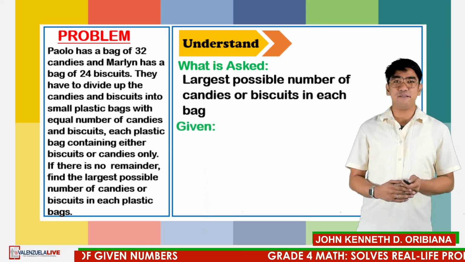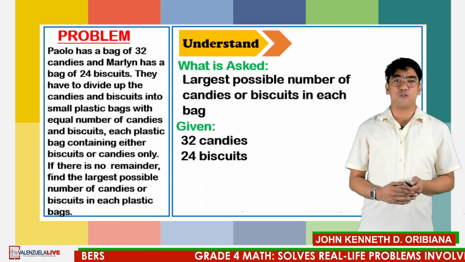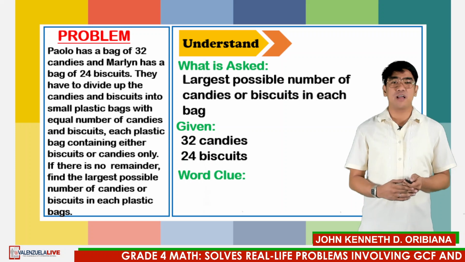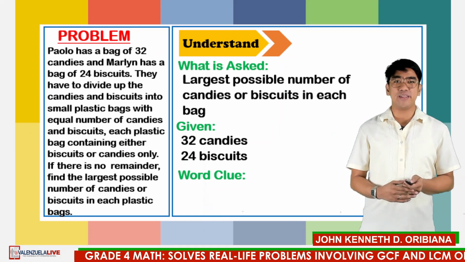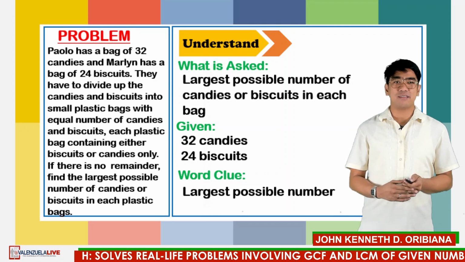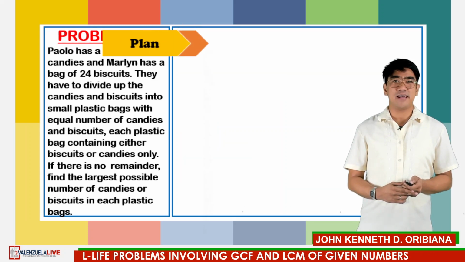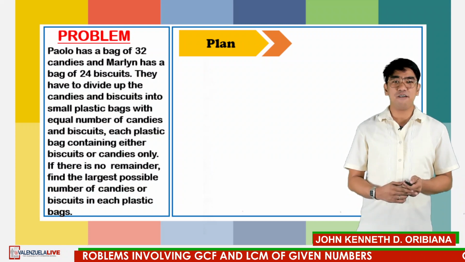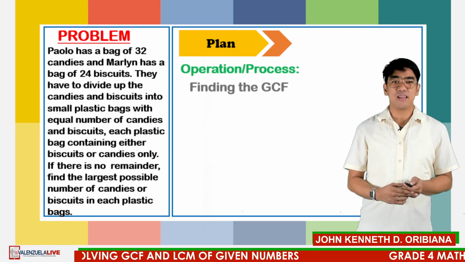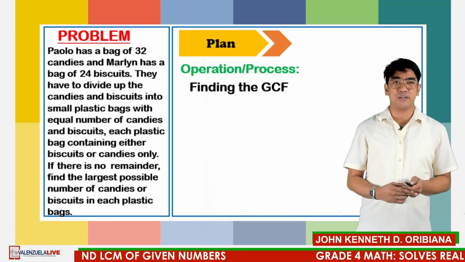Next, what are the given? The given are 32 candies and 24 biscuits. And the third one is the word clue. What do you think is the word clue in our problem? Okay, that's right. The largest possible number. Next step is to plan. In this step, we have to choose a process to solve the problem, which is what? Okay, finding the GCF because of the word clue, largest number.